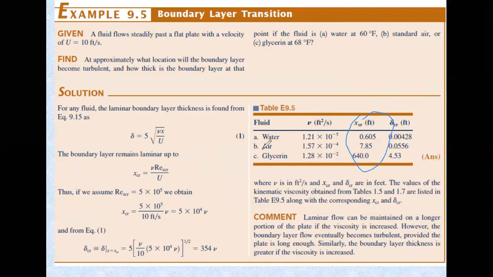When you have air, on the other hand, you go even further away because it's less viscous. It means you're going to have the transition at 7.85. For the glycerins, you're going to have 640 feet, far away from the leading edge to have this turbulence occur. So this gives you an idea how the viscosity is going to affect that flow characteristic.